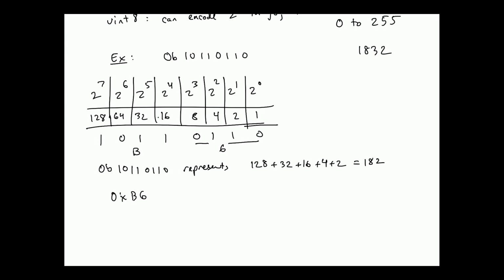The 16's place. Because it's hexadecimal, right? So this is equal to B times 16 plus 6 times 1. Well, what is B? 11. Okay, so what's 11 times 16 plus 6 times 1? It had damn well better be 182, because it was the same binary pattern.